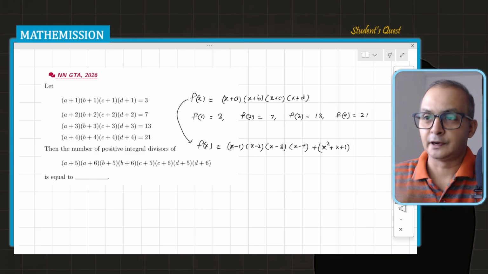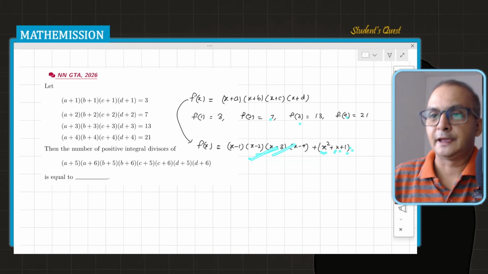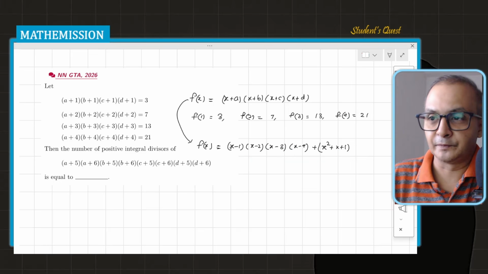plus 1. Now notice, if you substitute 1, that will become 3, because all that this factor is going to be 0. If you put 2 there, that is also 0, but this will become 4 plus 2 plus 1, 7. If you put 3 there, that will become 0. So 9 plus 3, 12 plus 1, 13. And you put 4 there, that will be 0. Then 16 plus 4 plus 1, 21. It means these two functions are the same.